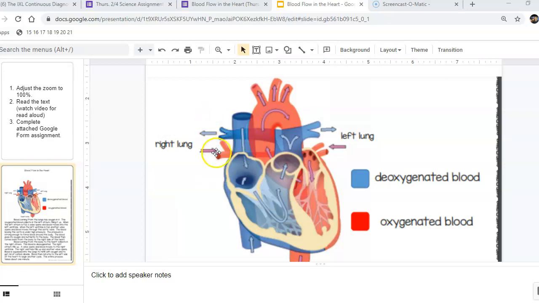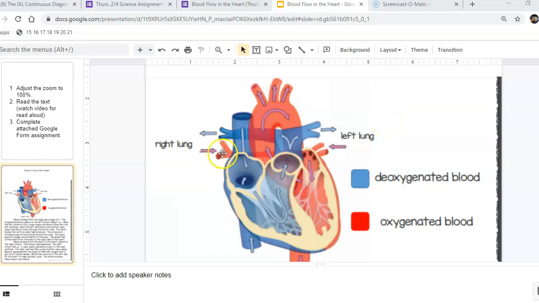We also have pulmonary veins here poking out on the side. Pulmonary means lung. And as you can see here, this is carrying blood to the lungs. That's why there's an arrow pointing this way. So this is part of the pulmonary artery. It's blood leaving the heart through an artery going to the lungs.